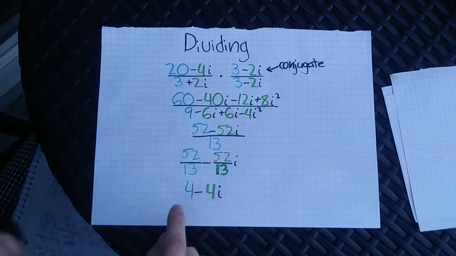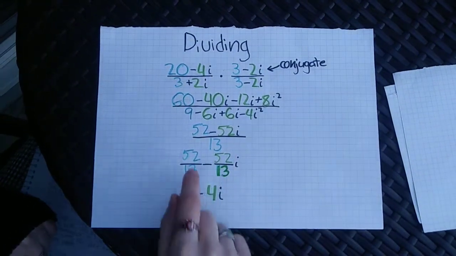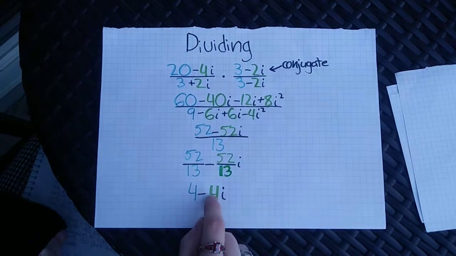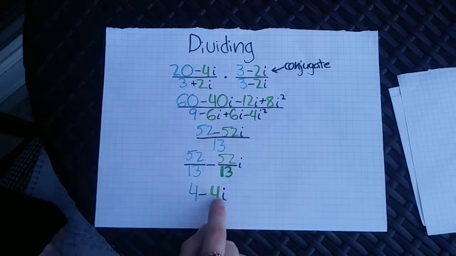You split that up into a real number and an imaginary number. 52 divided by 13 equals 4. Same with the imaginary number, and you come out to a total of 4 minus 4i.